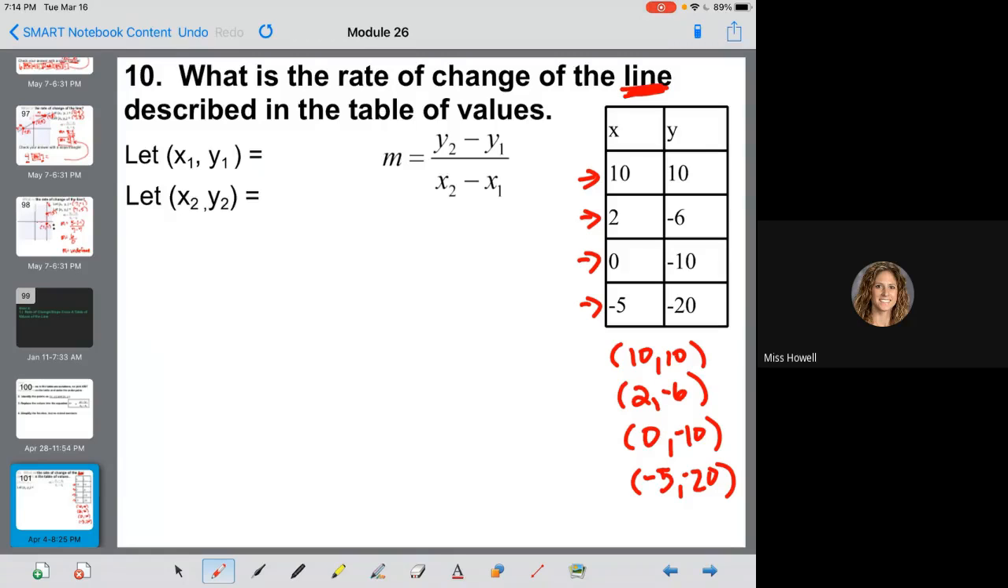All right, so we can pick any 2 out. We're going to have extras again, just like when we had the picture format. I'd pick 2 that I think are fairly simple, easy to work with. Like for me, 10 comma 10 and 0 comma -10 seem easy.